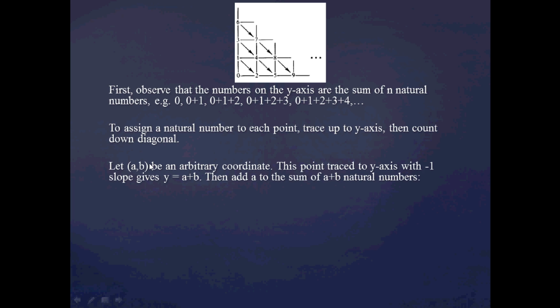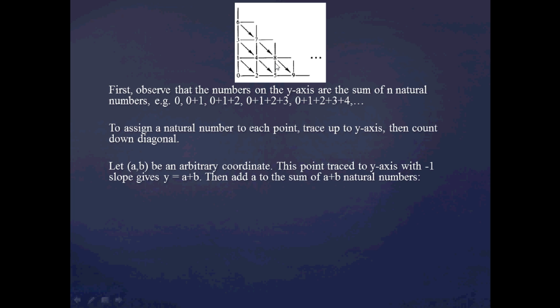So what I have to do, for any arbitrary coordinate (a, b), is find an expression for the associated number on the y-axis, and to that just add the x-coordinate, or a. And it turns out if you just do your basic equation for a line, if I start at some coordinate here, (a, b), each of these tracings back up to the y-axis has a slope of -1, and the y-intercept is going to be given by a plus b.